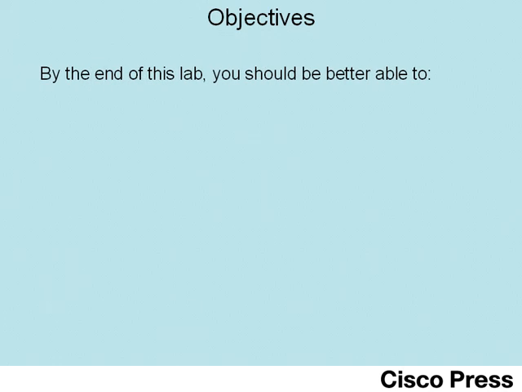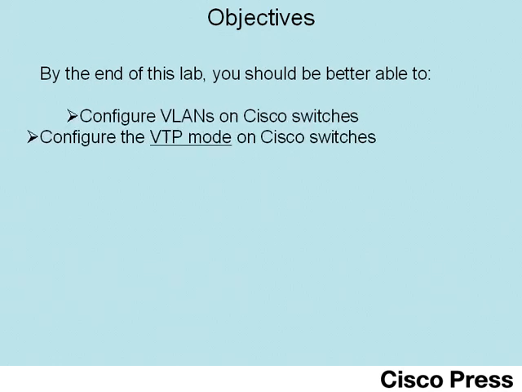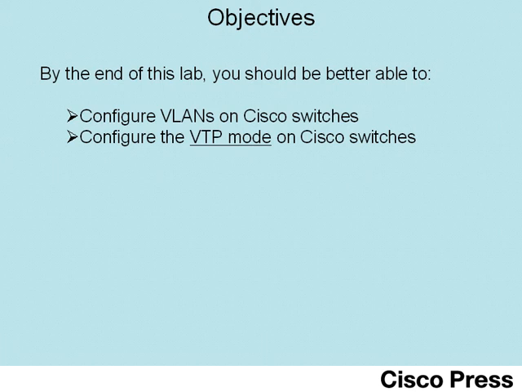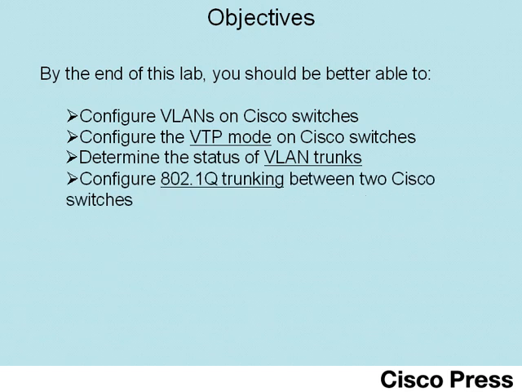In this lab, you'll see how to configure VLANs on Cisco switches, including how to configure the VTP mode. Additionally, you'll see the show commands used to verify the status of VLAN trunks, and you'll also see how to configure 802.1q trunking between a couple of Cisco switches.